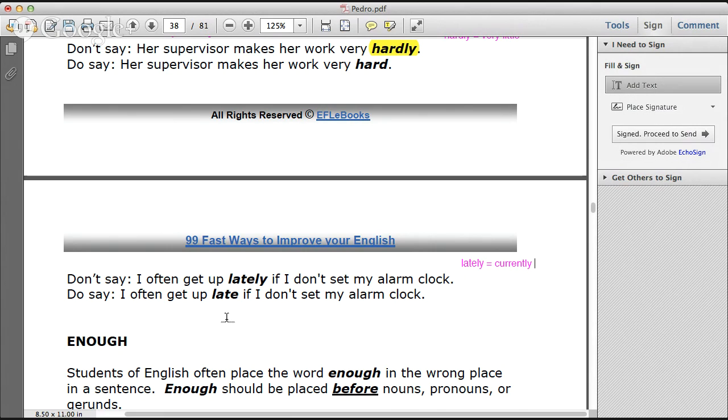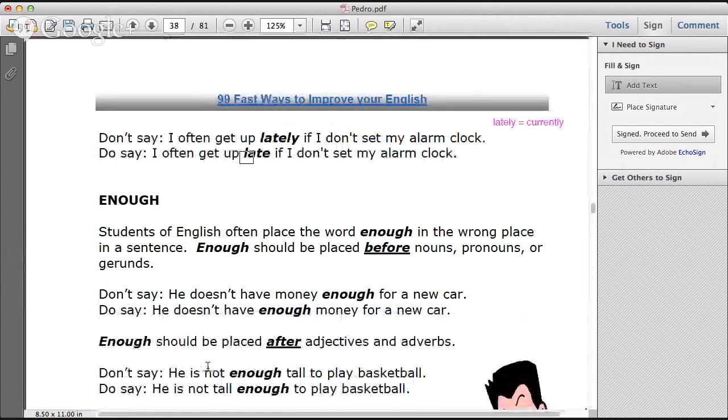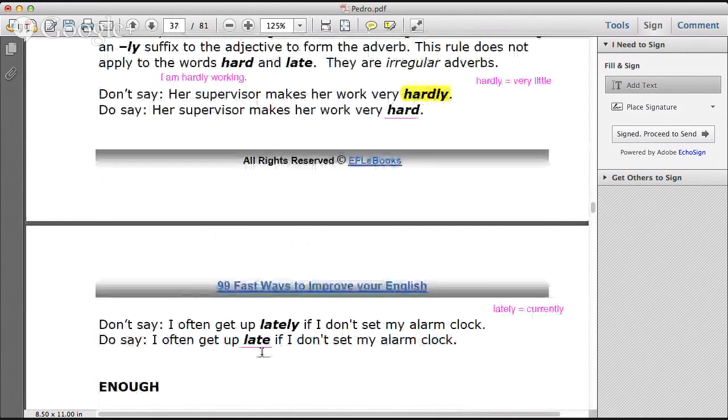Okay, so that's what happens when you add the ly to the end of these two words. It does not create the adverb that you were looking for. Okay, in fact, we just leave them in this form. We say hard and we say late. Okay, all right. So we are going to create some sentences here using the adverbs hard and late.